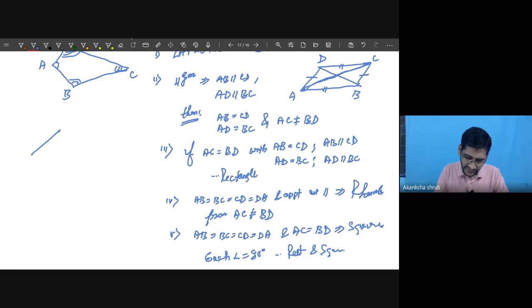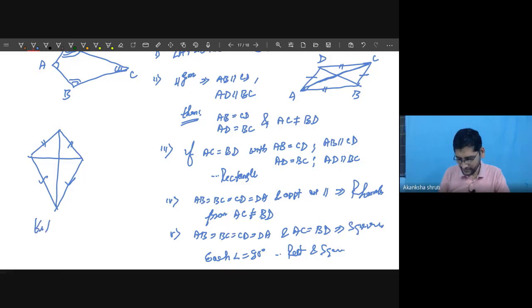Okay. There is a last condition where the adjacent sides are equal. This side length is equal, and the diagonals are unequal. It is called what?